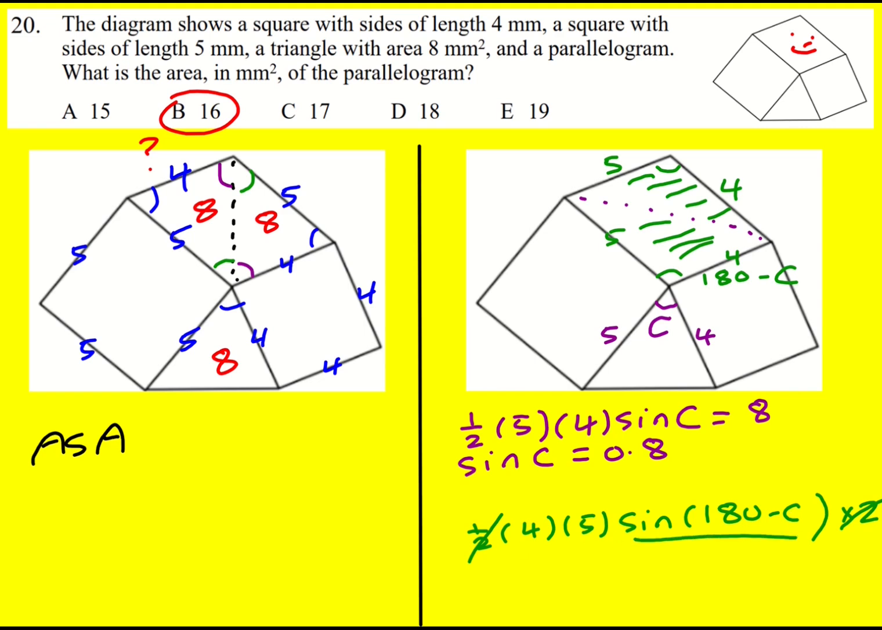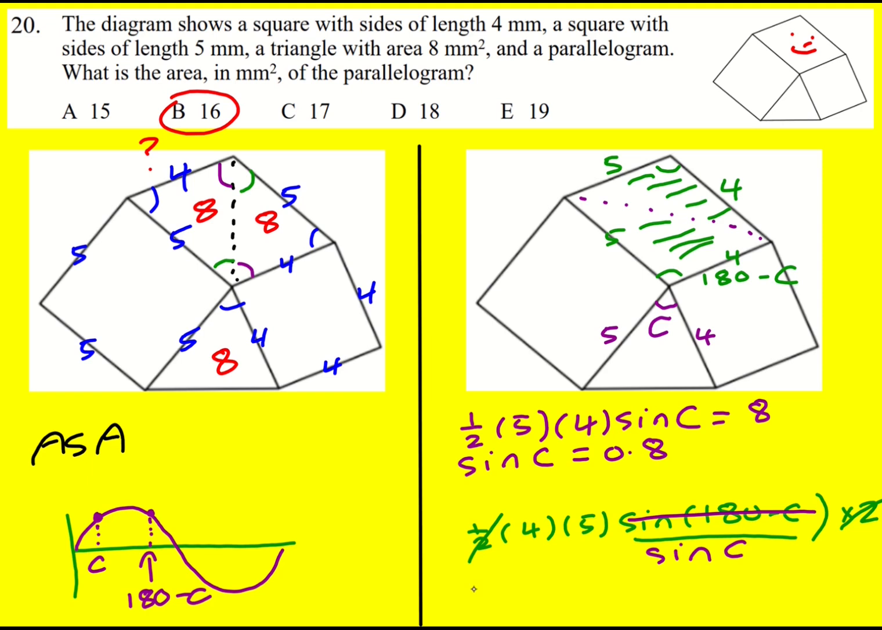We have to think about sine 180 minus C. So drawing the sine graph, if I have an angle here at C, then because of the symmetry of the curve, if I do 180 minus C, which takes me to here, I get exactly the same value of sine. In fact, that's how you find solutions to trig equations. So I can replace this by sine C. I can hence replace it by 0.8. So I'm doing 20 times 0.8, which is going to give again 16.